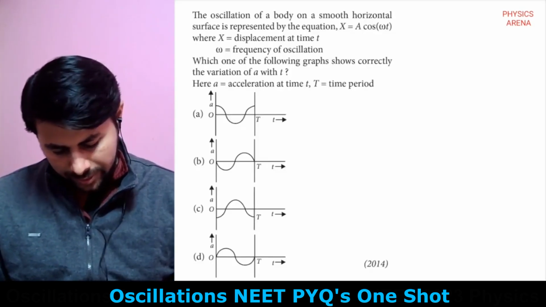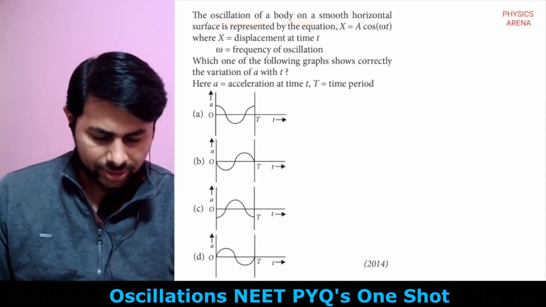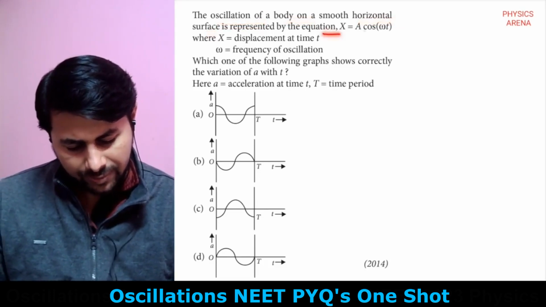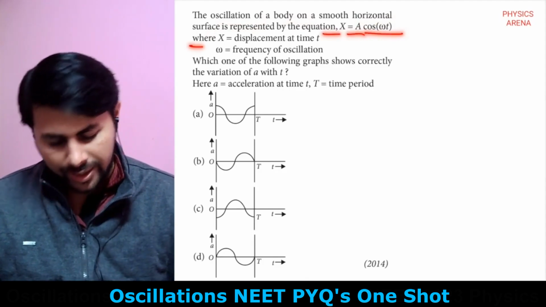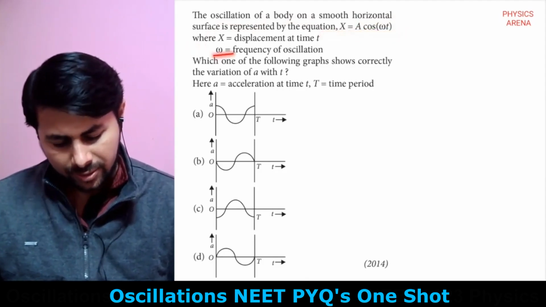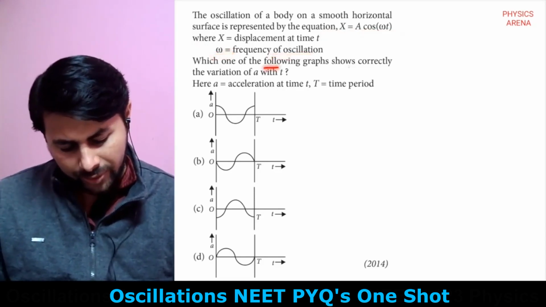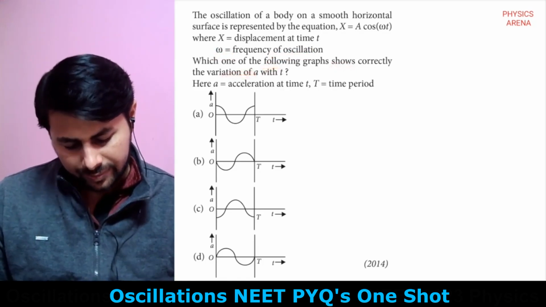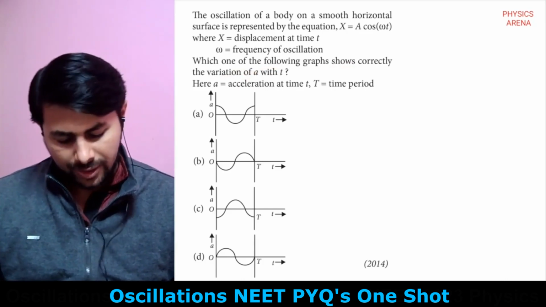Next question. The oscillation of a body on a smooth horizontal surface is represented by equation x is equal to a cos of omega t, where x is the displacement at time t and omega is frequency of oscillation. Which one of the following graphs shows correctly the variation of a with t? Acceleration with t. Tell me.